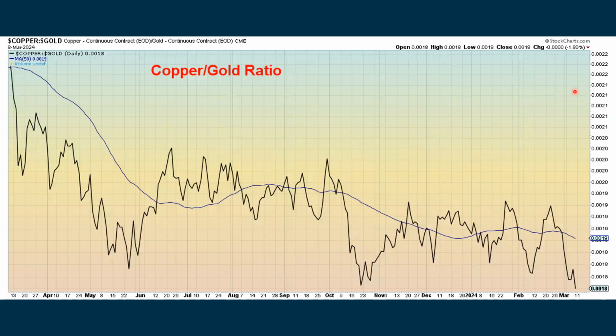We look at a copper to gold ratio, and gold has really been in the news a lot lately. It's starting to break out. It's setting all-time highs. The ETF that I'll show you later, it's been breaking out lately. And so when this ratio is going down, that means that copper is underperforming gold.